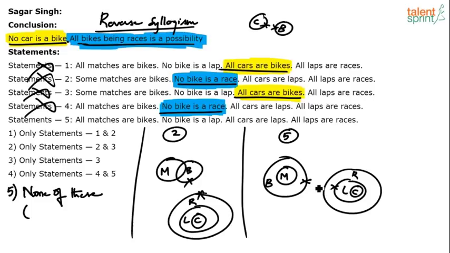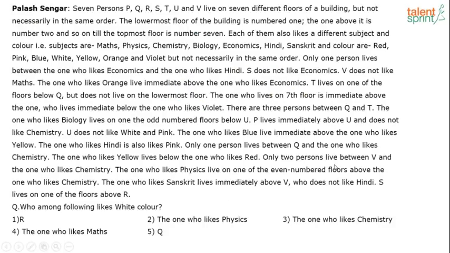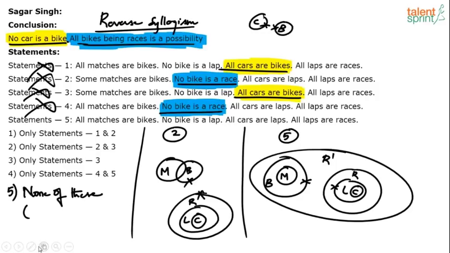Then the second conclusion was all bikes being races is possible. Yes, definitely possible, because if I draw races in this fashion, R dash, what happens? Any problem? No problem, because we have not gone against the statements, right?